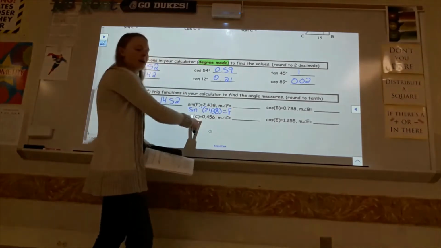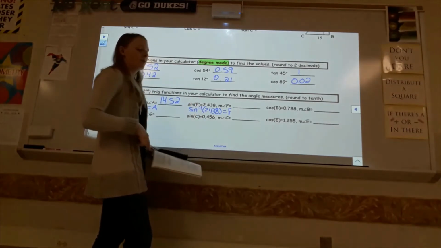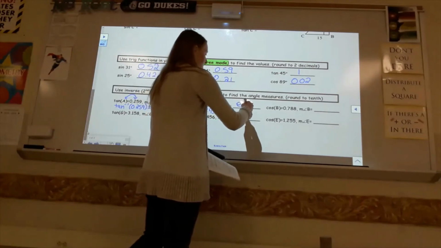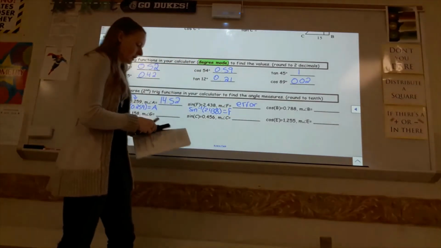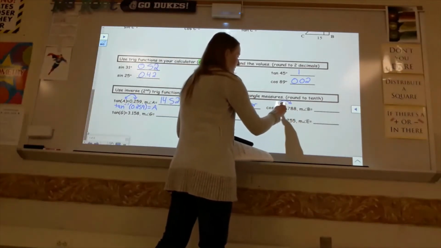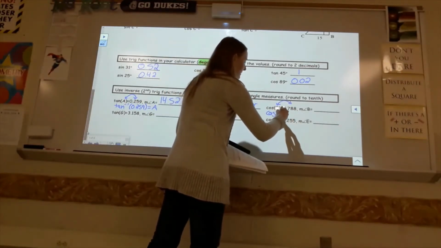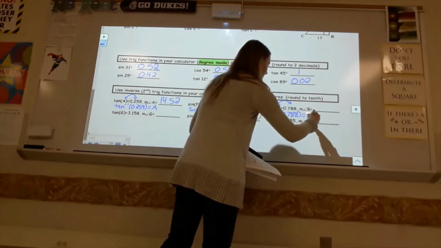When you put this in your calculator, second sine to give you the inverse of 2.438, you are going to get an error message. I will come back to that in a second, okay? Moving on to this, we're trying to swap these two to solve for the angle. So I do cosine inverse of 0.788 equals b.